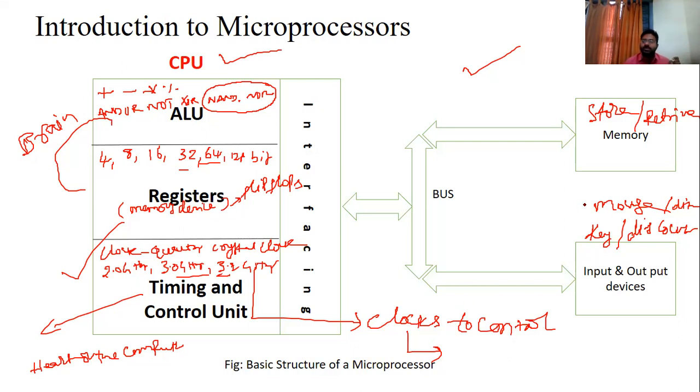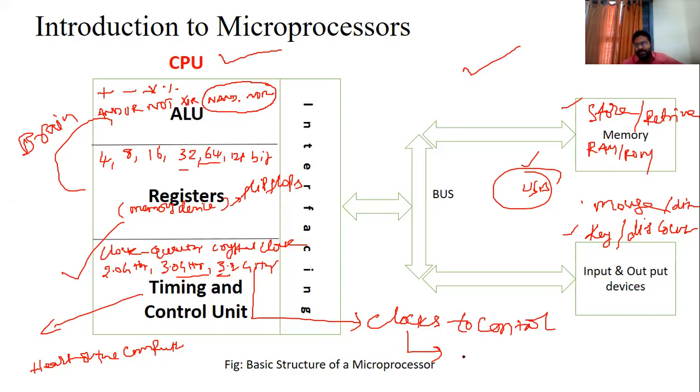Suppose we connect RAM and ROM. The speed of RAM and ROM is very slow compared to the CPU. You know that very well, because we connect a USB pen drive, and that pen drive speed is always less than the CPU. So how will this be active and alive? How are the input output devices connected and operated? All these things are operated by the timing and control unit.